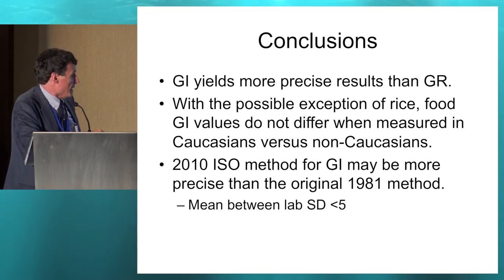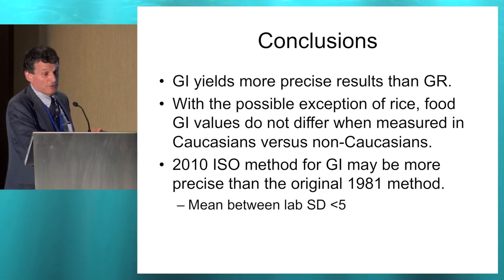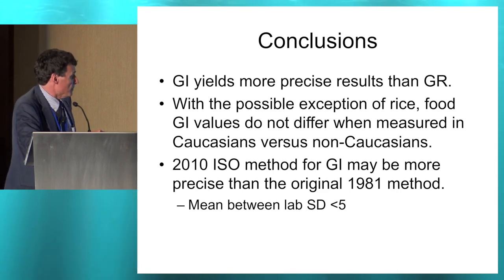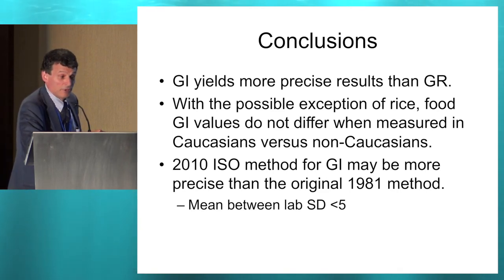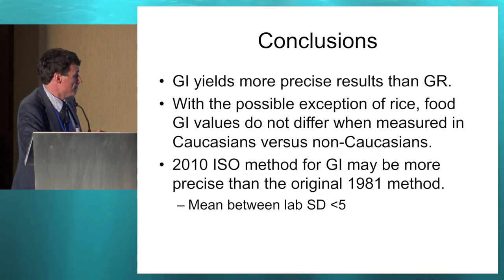And I think that the current ISO method may be more precise than the original method. The mean between-lab standard deviation is now down to less than 5. Although I think we probably would like to have some more confirmation of that.